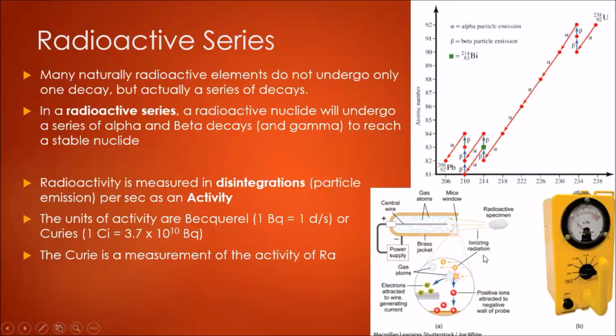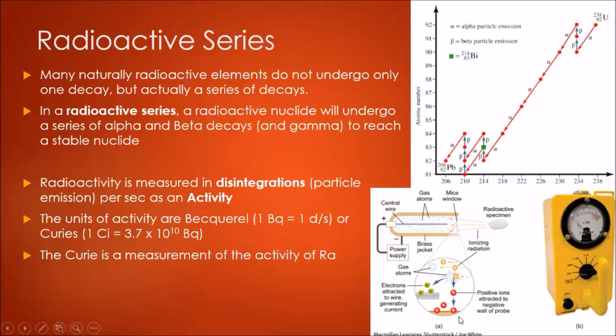So, how are they actually measuring this? Are they actually determining this radiation? So we're seeing ionizing radiation coming from the specimen. It's going into this little tube filled with gas atoms. And as these gas atoms are being hit by this ionizing radiation, they are kicking off electrons and protons.